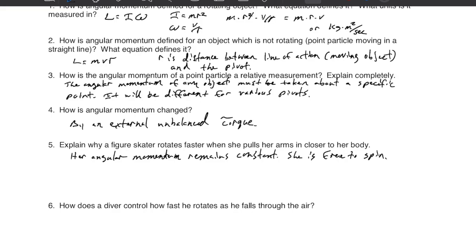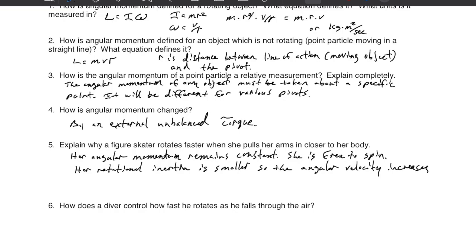Her rotational inertia is smaller when she draws her arms in, so the angular velocity increases. So knowing the angular momentum is constant, if the rotational inertia goes up, the angular velocity will go down. Or, again, the angular momentum is constant, so if the rotational inertia decreases, the angular velocity will increase. They are inversely proportional. If one goes up, the other goes down.